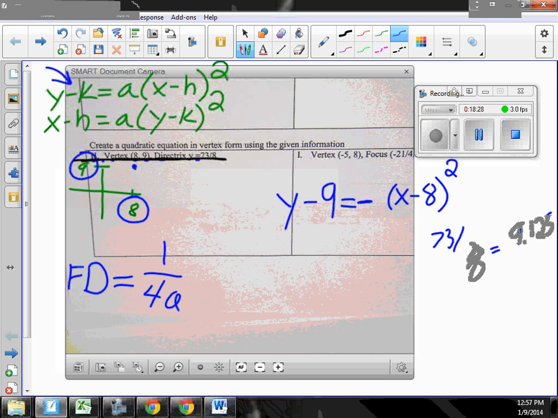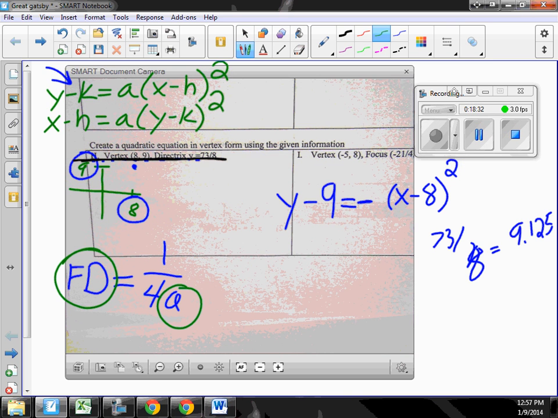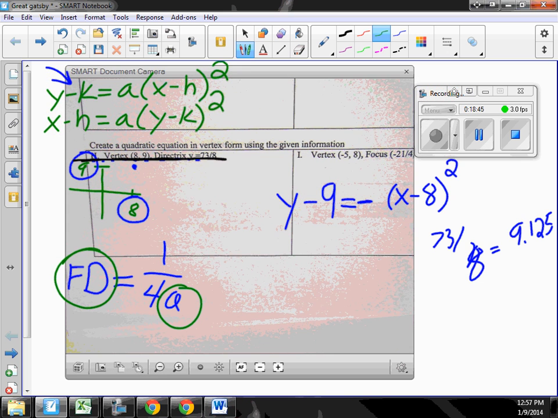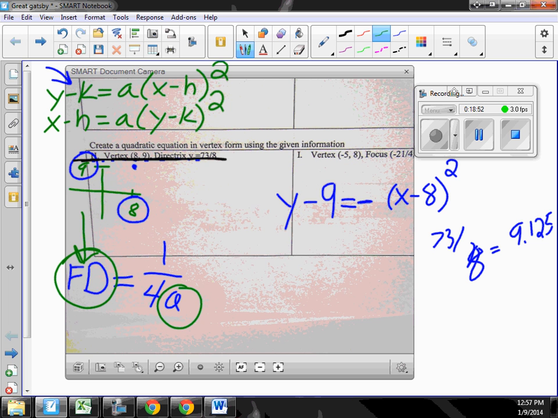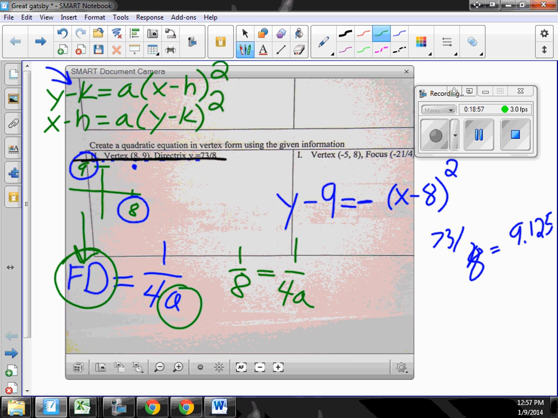Well, this equation has two parts, a focal distance and an a. Do we know either of those? We can figure out the focal distance. How far is it from the vertex to the directrix? 0.125, also known as 1/8. So if I put 1/8 in here, I get 1 over 8 equals 1 over 4a. Well, what number makes that equation true?